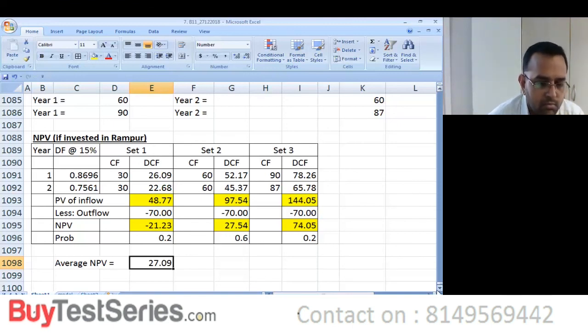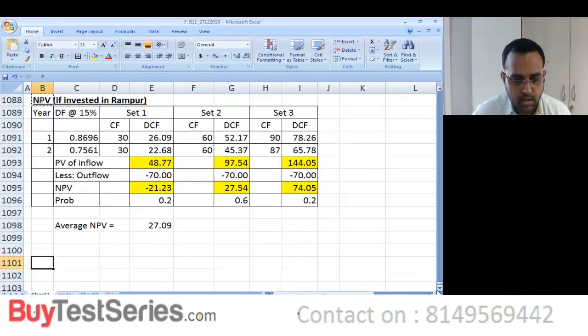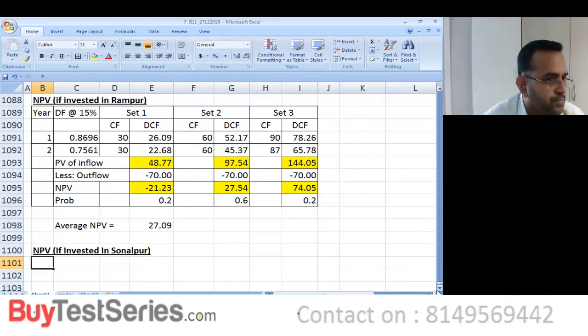Right? So this is what will happen if you are investing in Rampur. If you are investing in Sonalpur, what will happen? NPV if invested in Sonalpur. The difference between Rampur and Sonalpur is that in Sonalpur you have an abandonment facility, correct? Other cash flows are all the same.